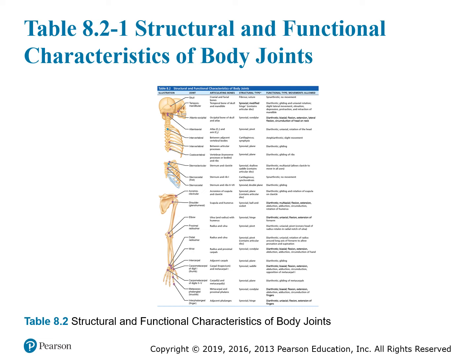The first sternocostal joint is between the sternum and rib one. This is a cartilaginous synchondrosis. It is synarthrotic, which means there's no movement. The sternocostal joints between the sternum and ribs 2 through 7 are synovial joints, double plane joints, and these are diarthrotic, gliding joints.